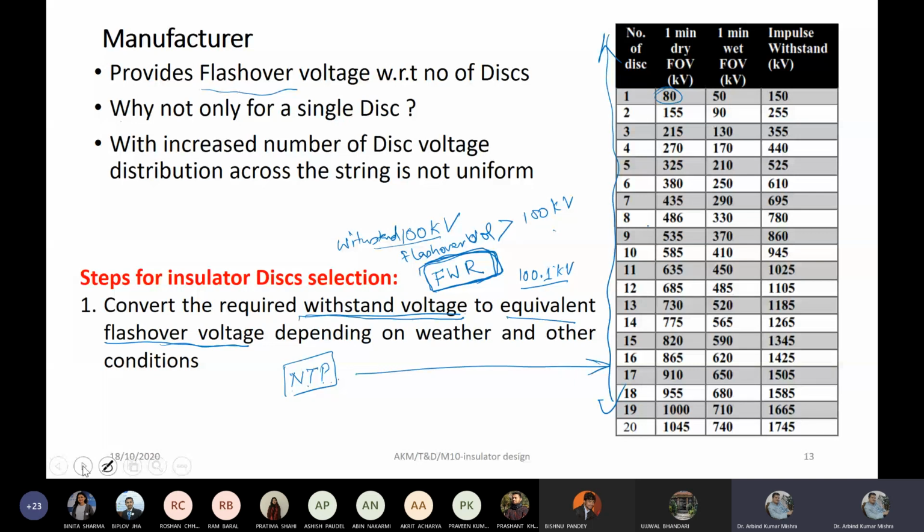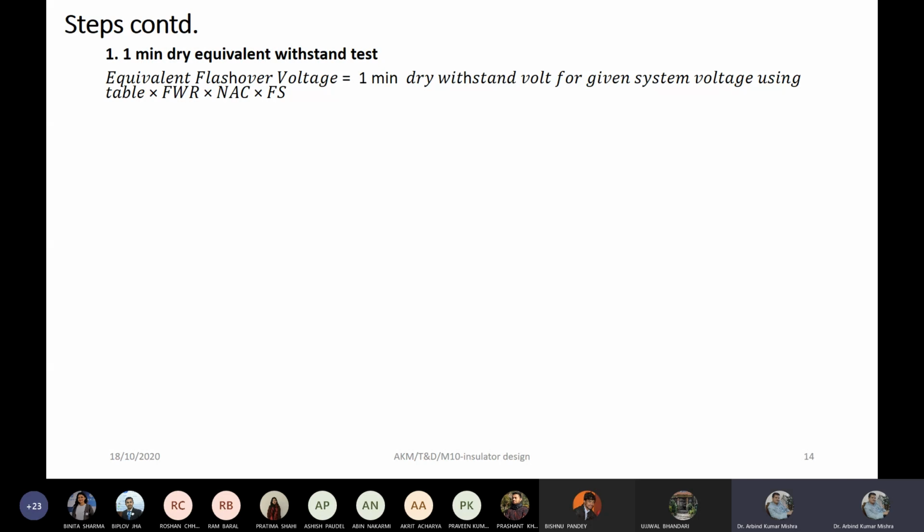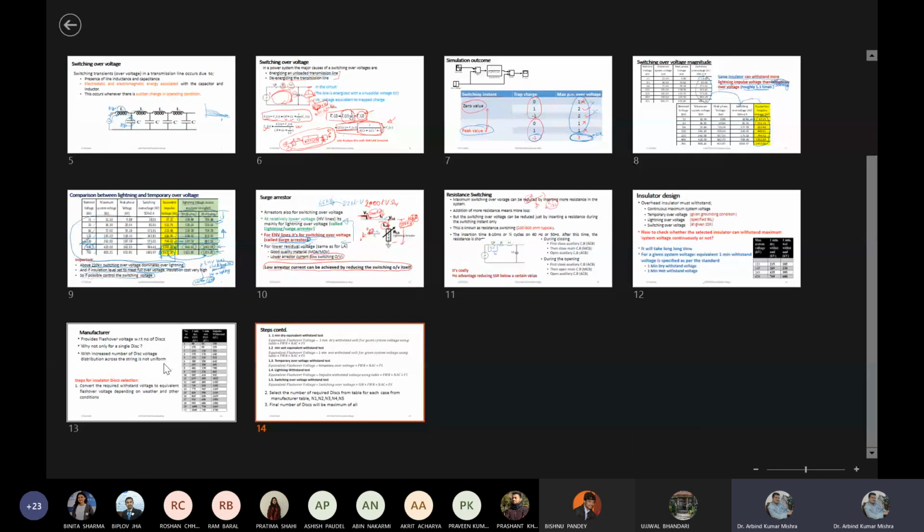So first consider the 1 minute dry withstand test. What will be the equivalent flashover for this? It is the 1 minute dry withstand voltage for the given system voltage. This is already given in the previous table, I will show you. And then the flashover to withstand ratio we have just discussed, then the atmospheric condition, and then the factor of safety. Say we have to calculate this for 132 kilovolt.